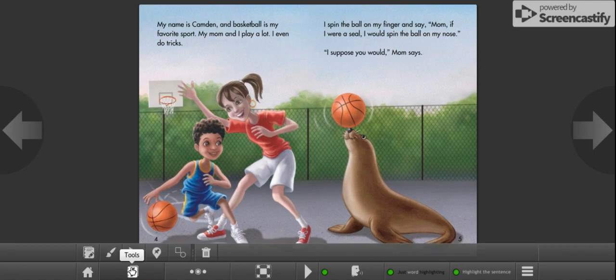So I click on the journal, and I click on the highlighter, and I select a color, and I highlight that portion of the book.